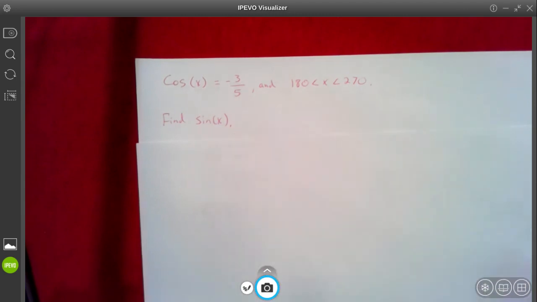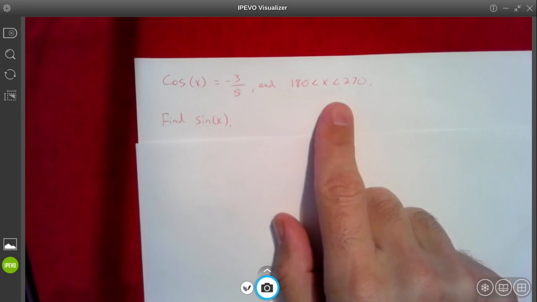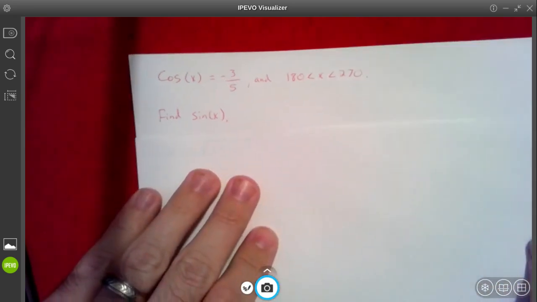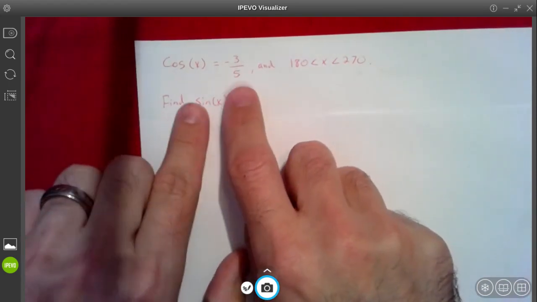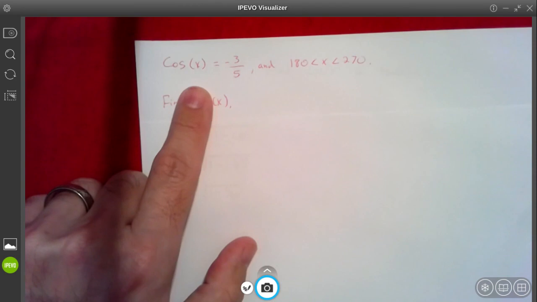The way that we answered it was by drawing a triangle, right? And that's a really good way. There's three ways that I can think of to answer these. But we haven't looked at one that has this little extra constraint right here. And what this is for is just to narrow down what quadrant you're in. Because if you recall, there's actually two places on the unit circle where cosine is equal to negative 3/5.